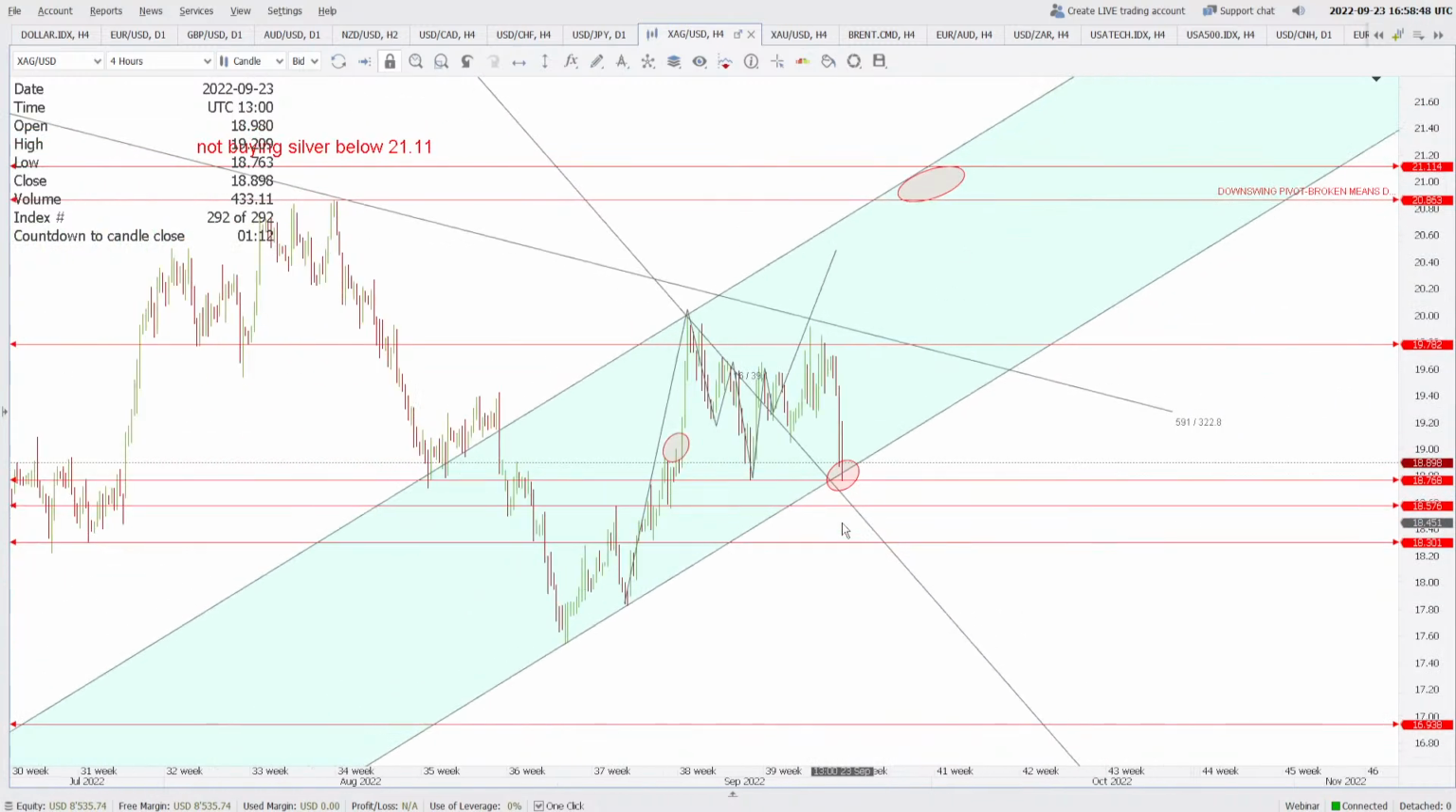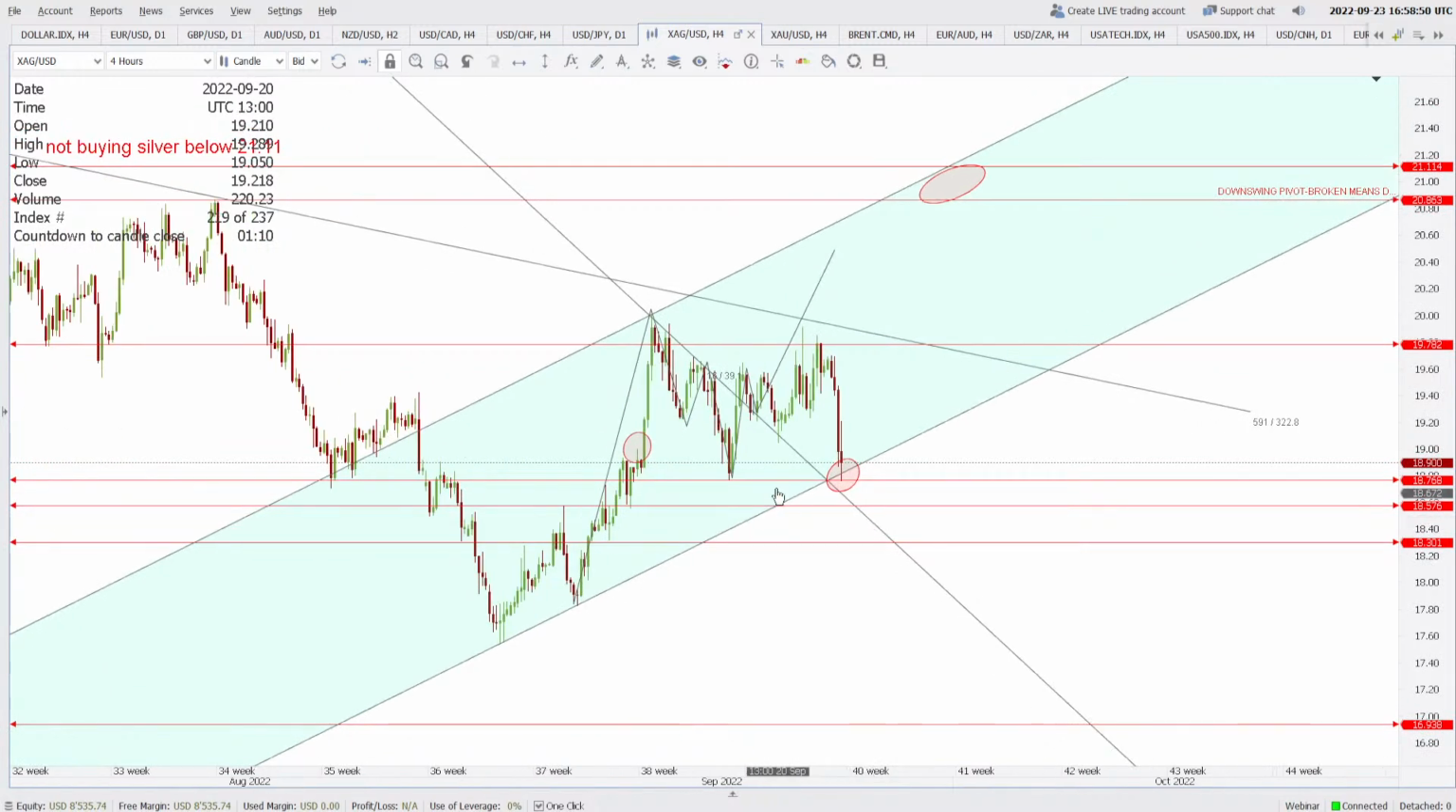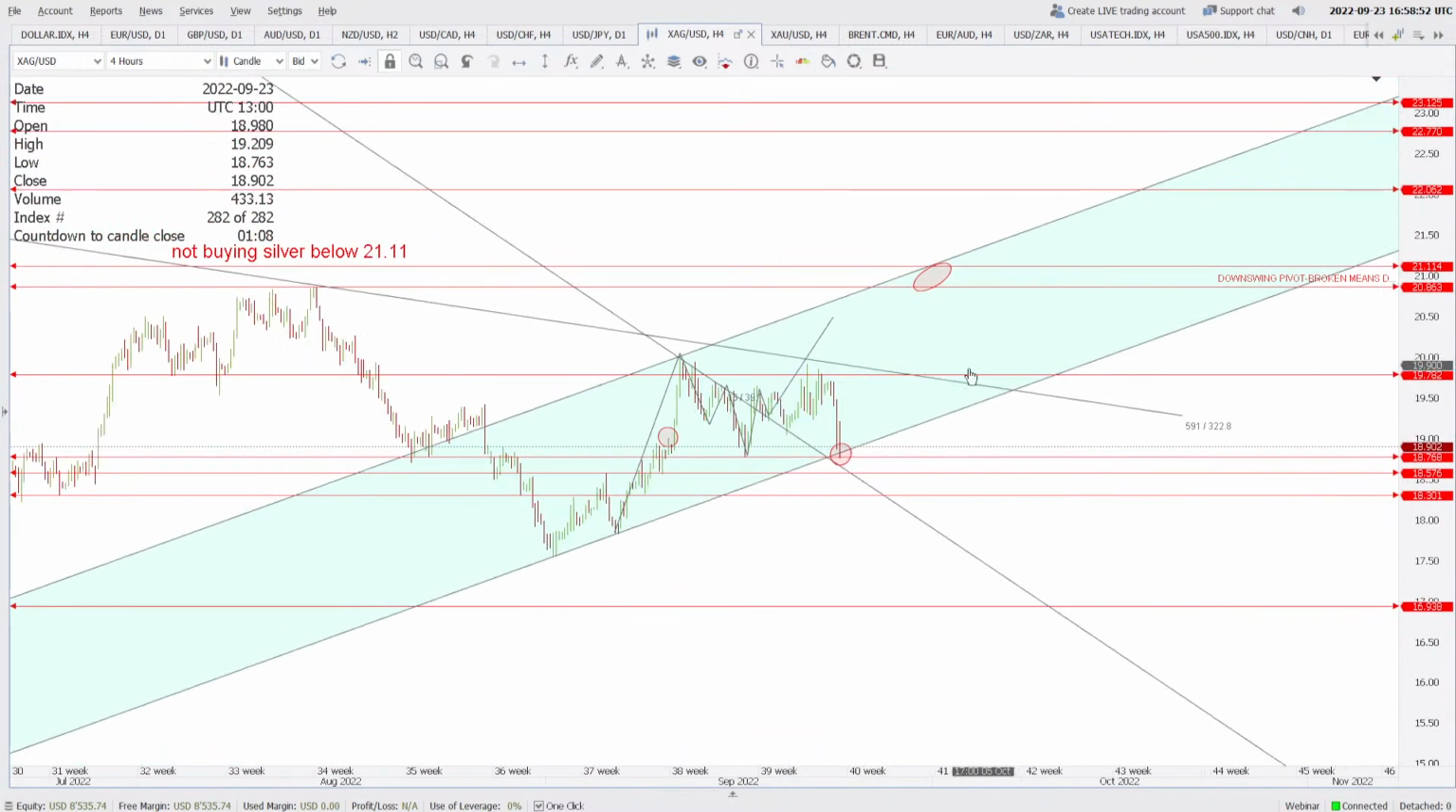But do you really want to open buy positions in this market? Well, the answer is no, because we are not buying silver below 21.11. Why? It may be strong.